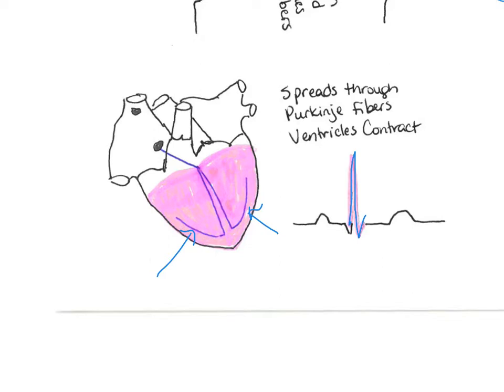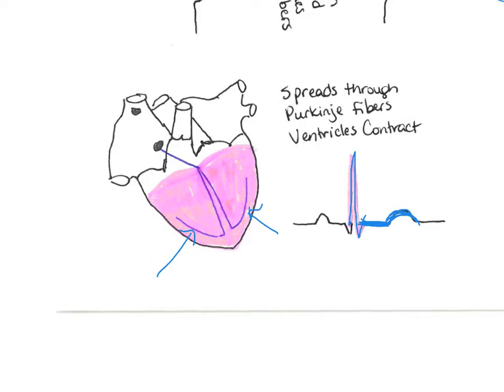And then the last thing that's going to happen is that after the contraction of the ventricles, which would occur here, those ventricles are going to repolarize and relax. And that's what we see in that T wave. Right? So that's the whole sinus rhythm.